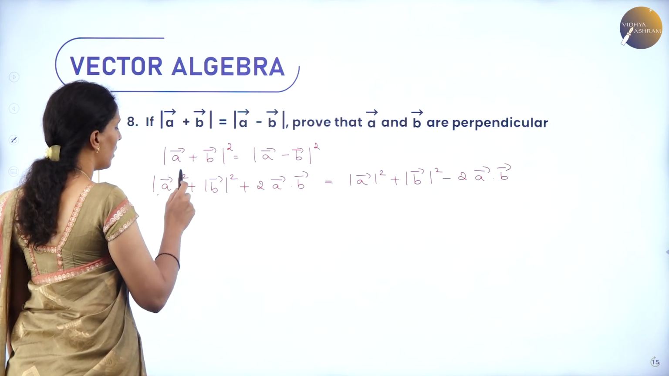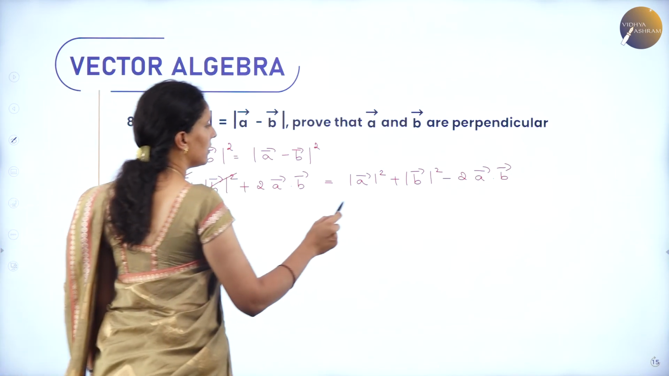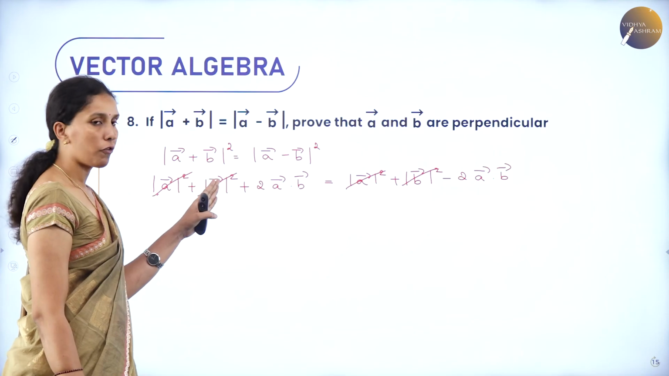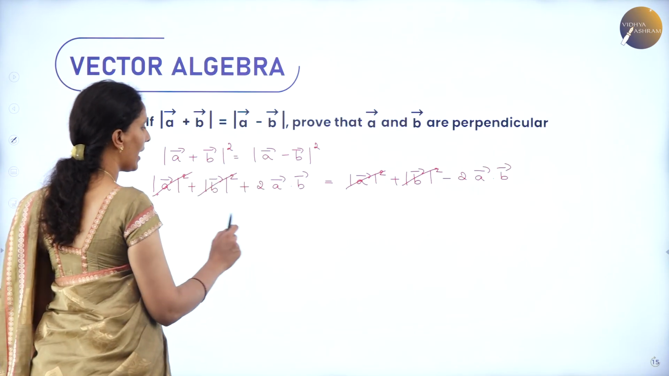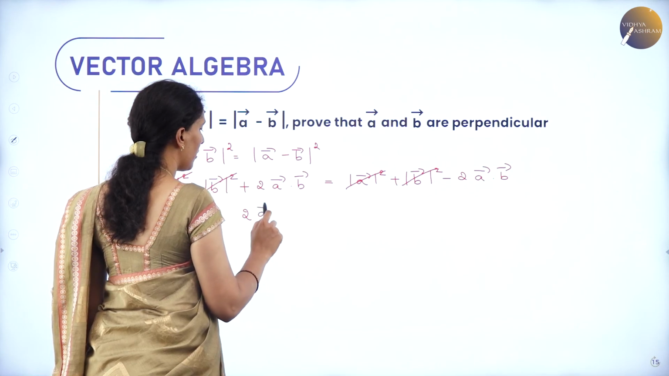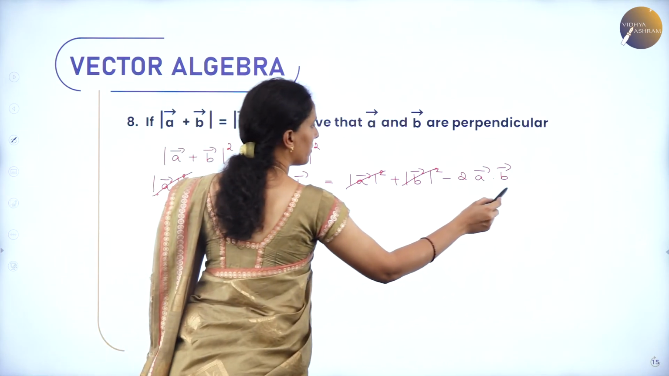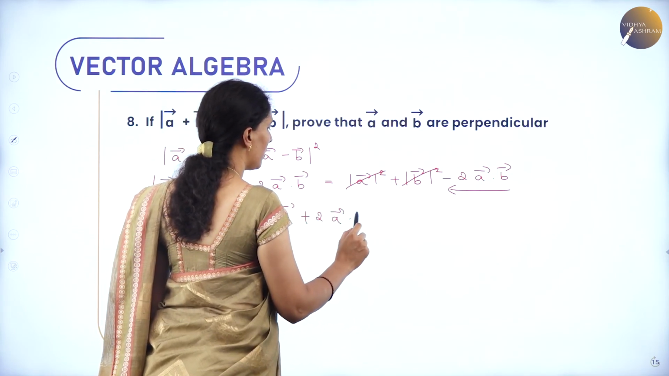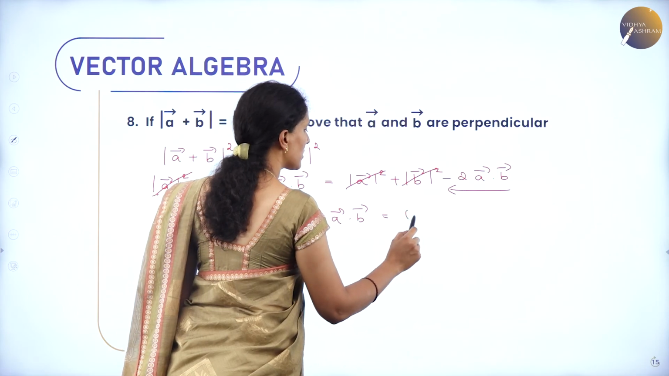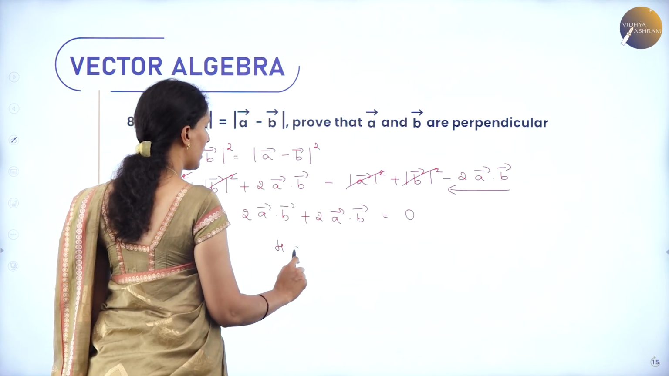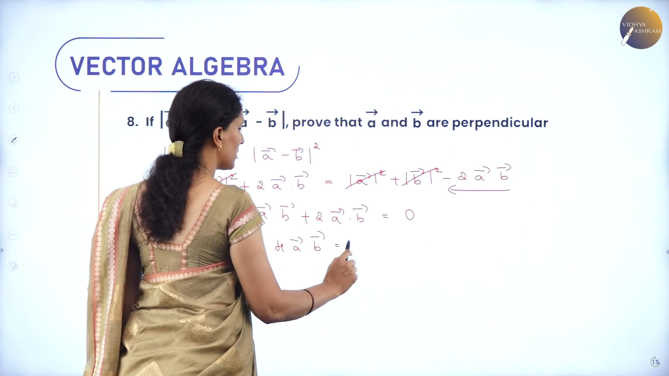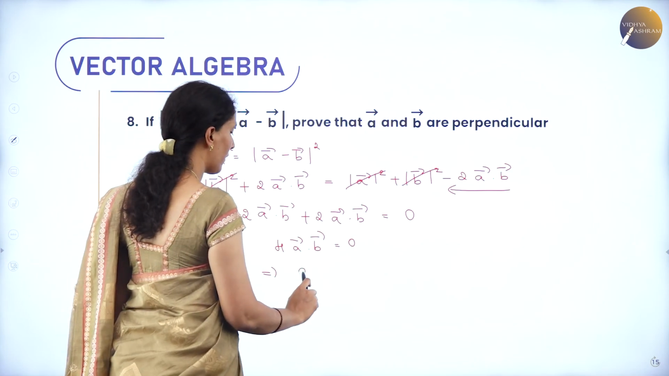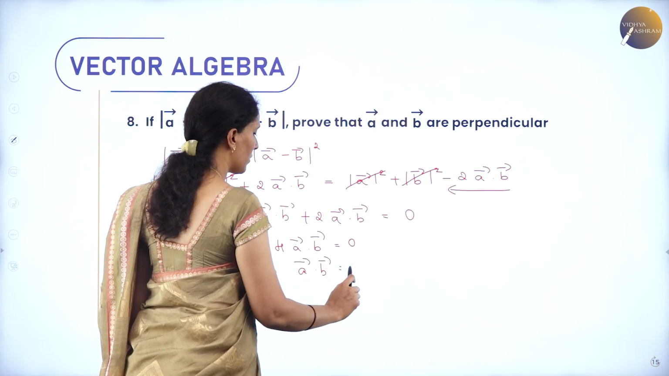Now here we can cancel magnitude of A square and magnitude of B square on both sides. Here we have 2 times A dot B. I'll shift minus 2AB to the left hand side. Again it is 2 times A dot B. So on the RHS the value is 0, which gives 4 times A dot B is equal to 0. So this implies 4 cannot be equal to 0, but I can write A dot B is equal to 0.